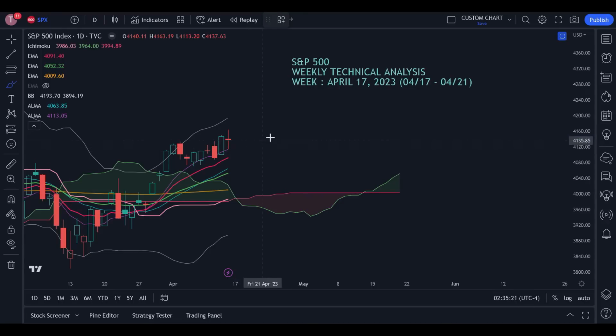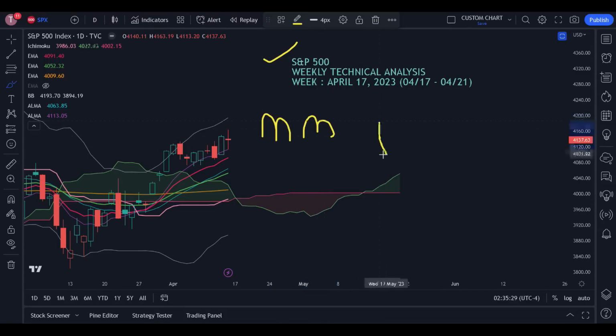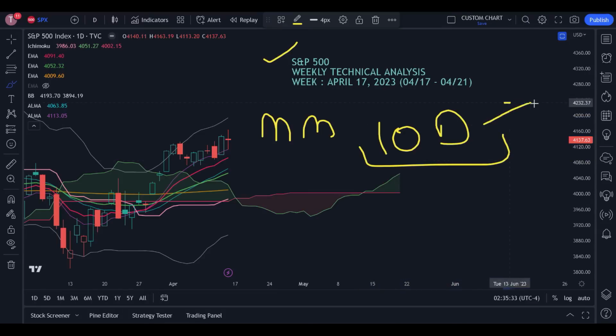Guys, the most important part of this S&P 500 weekly technical analysis is why the market movers, the market manipulators, have only 10 days, only 10 days. What is going to happen after 10 days? Why are these 10 days so important, and how should you be ready for this?